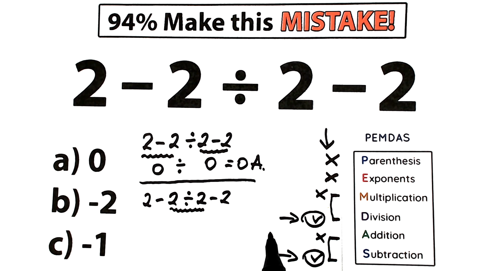So now, as you can see right here, division is before subtraction all the time. So we should divide first, and then we can easily subtract. Doing subtraction first and then division is a very big mistake in terms of math. So right here we have our question.